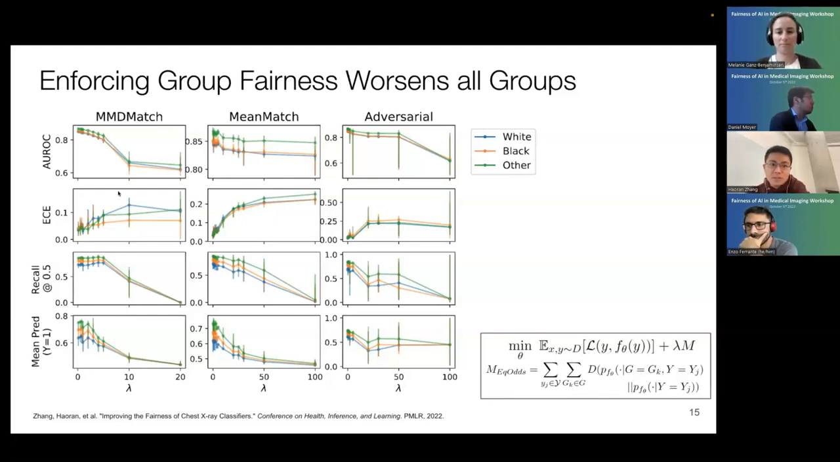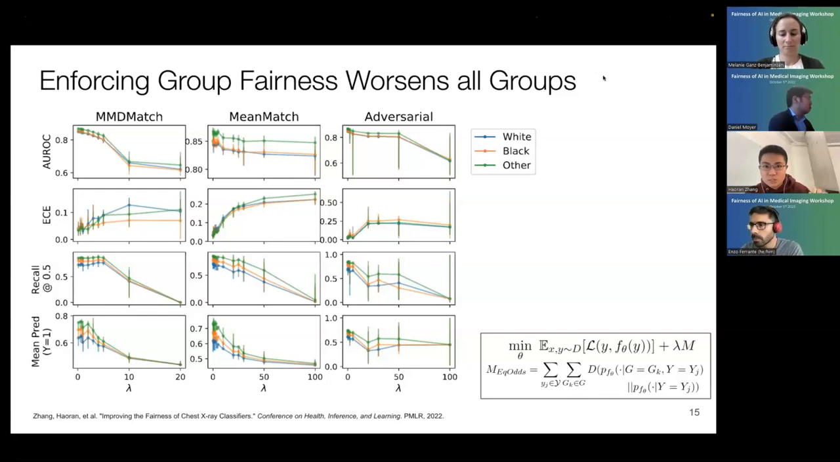So the takeaway here is that as we increase lambda, AUROC of all groups gets worse. No group ever gets better, right? All the AUROCs go down. Calibration gets worse, as we'd expect from the previous theorem. We do achieve fairness, both in terms of the actual equalized odds and probabilistic equalized odds. But again, no group gets better.